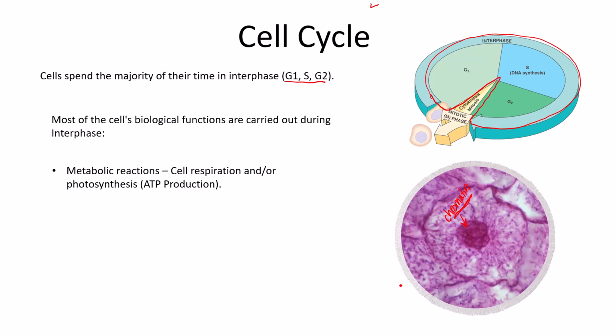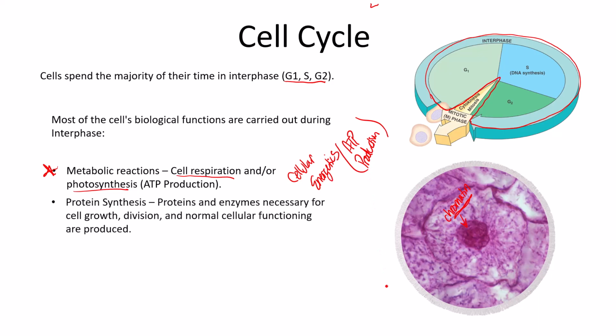The first big one there, metabolic reactions. We just got done with photosynthesis and cellular respiration as our units. These reactions and functions occur throughout interphase. This is where those cells are doing those things. We're producing ATP for the cell, we're converting sugars, or we're producing sugars depending on cell type, but those are being carried out during interphase.